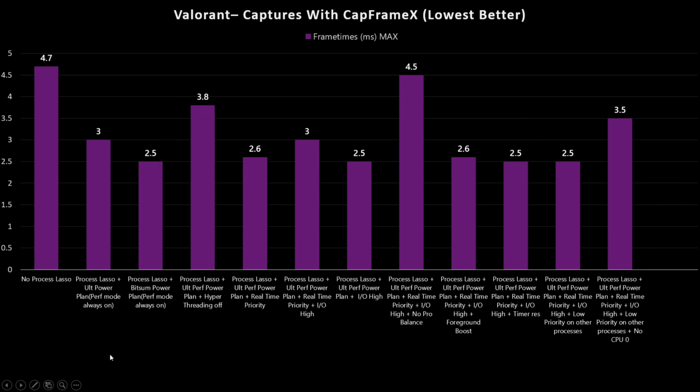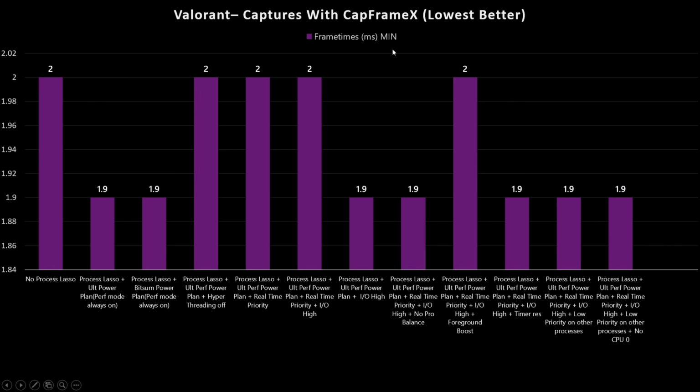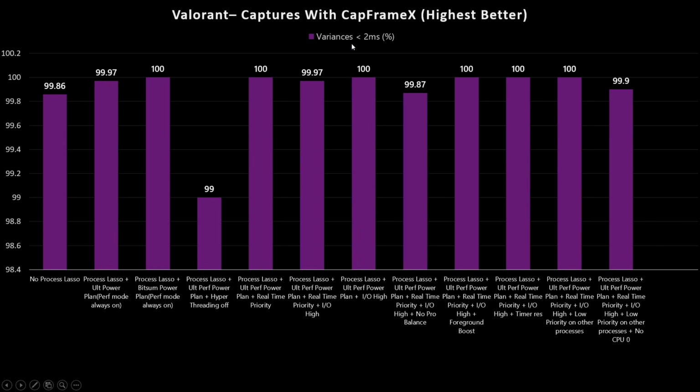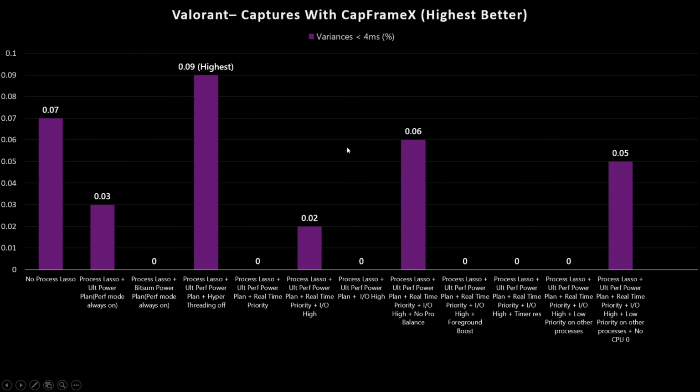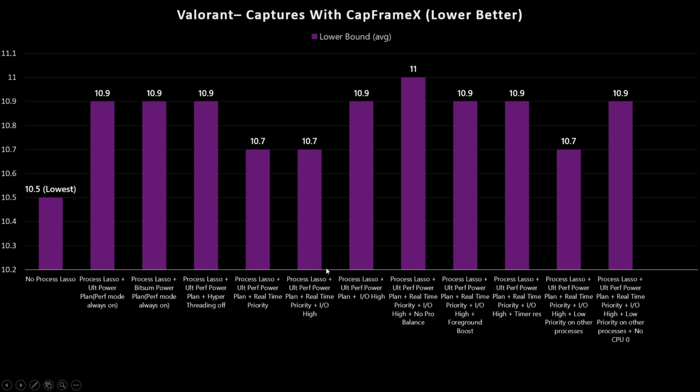Okay. We can't say that we have some differences, and especially without Process Lasso, we see the maximum frame time is really high. The minimum frame time is actually the same in all cases. We can't say that we have any variable change. In variances smaller than 2 milliseconds, actually again it was the same. The best variances smaller than 4 milliseconds was with Process Lasso and Ultimate Performance Power Plan and with Hyperthreading off.